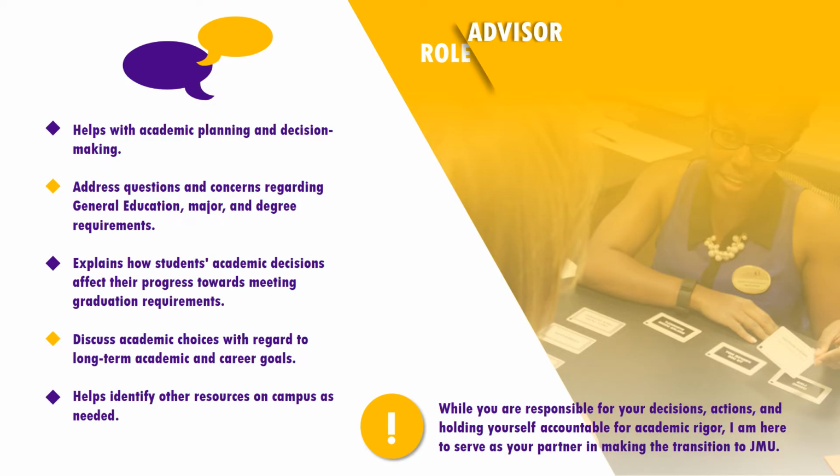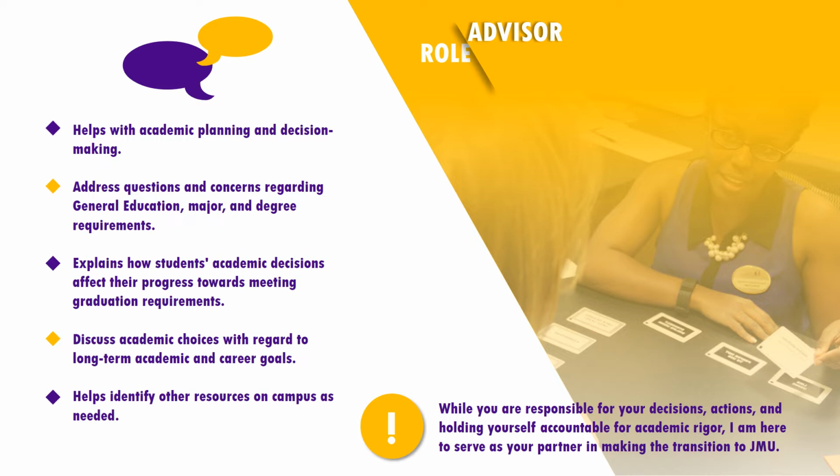So what's your advisor's role? Your advisor is here to help you with academic planning decision making. So if you're thinking, okay, if I want to add a second major or minor, how do I do that? If I want to add a pre-professional program, like I said before, like pre-medicine or pre-veterinary or pre-optometry, for example, how does that fit in with my current coursework? What does that look like for the future? Your advisor can help you walk through all those different questions and scenarios.